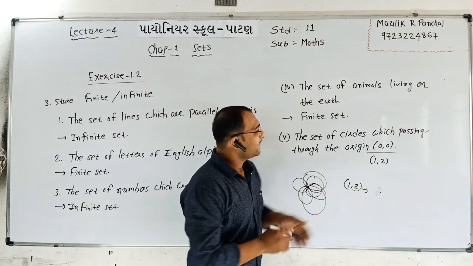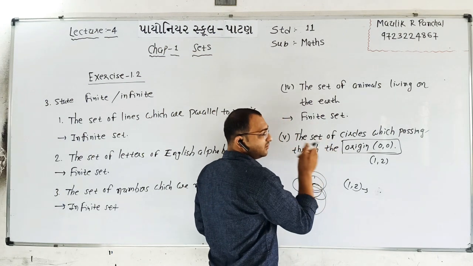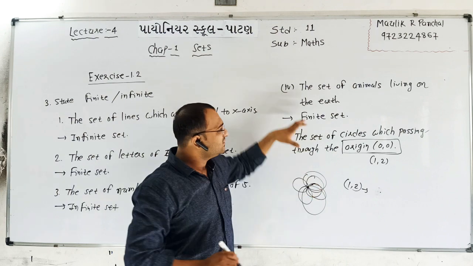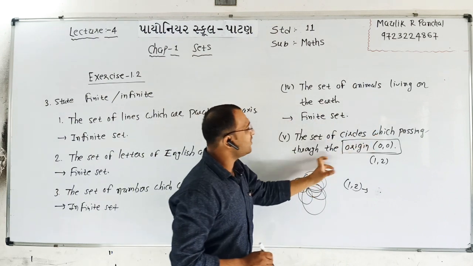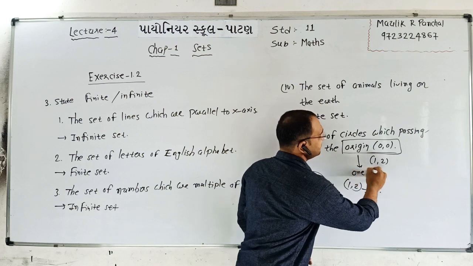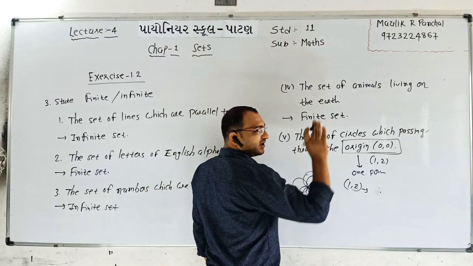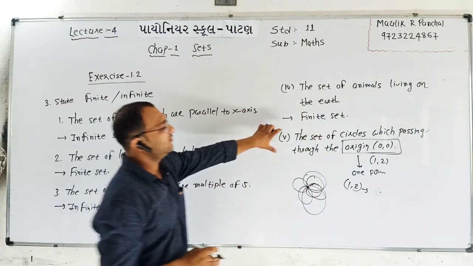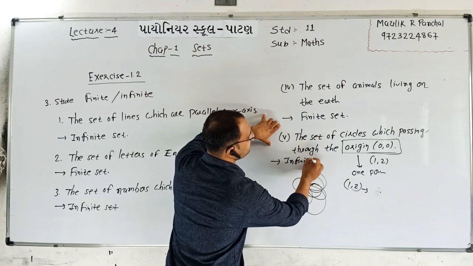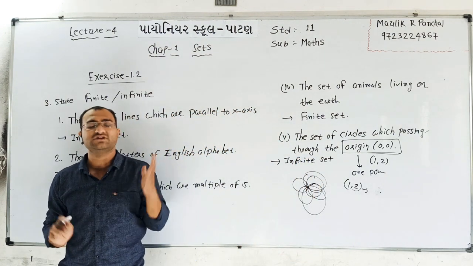That means this is not a specific origin of 0, 0, but on any point, the set of circles passing through any one point is an infinite set. Whichever point is taken, this set is an infinite set, because circles passing through one point are infinite in number.